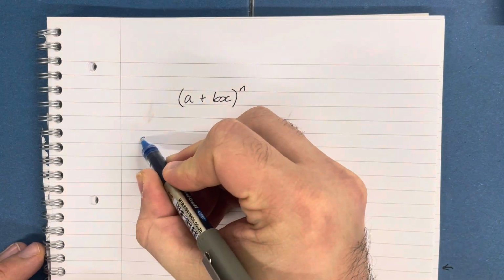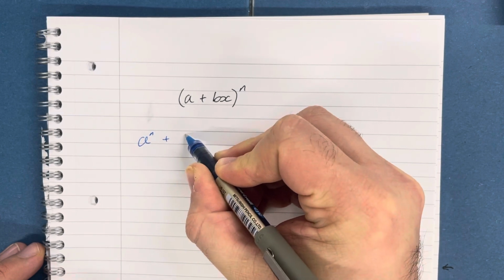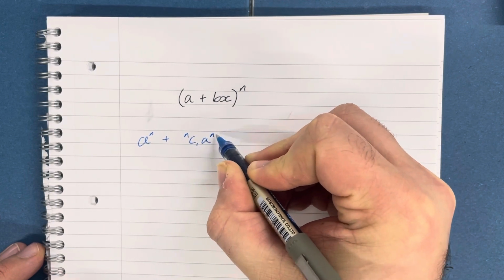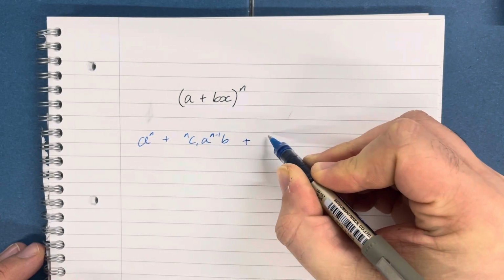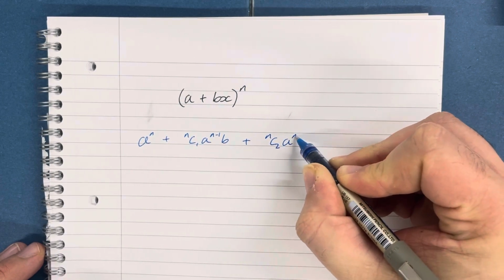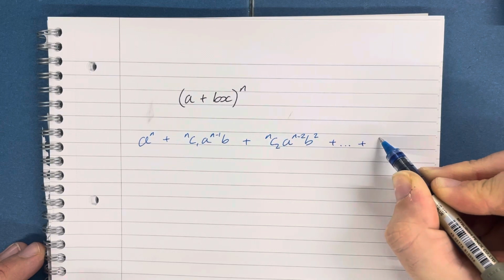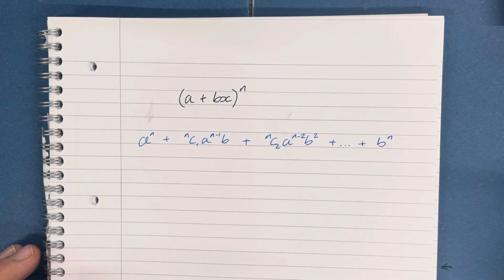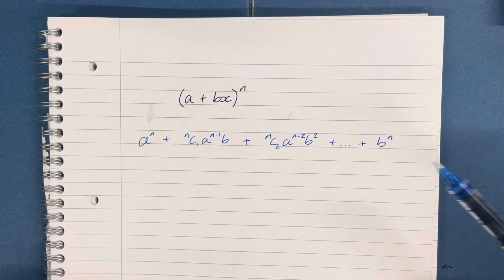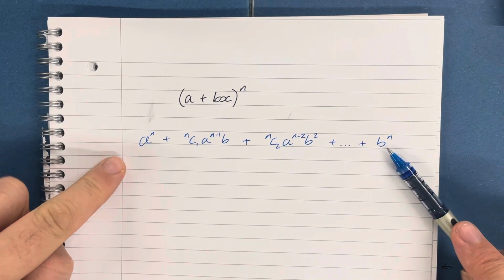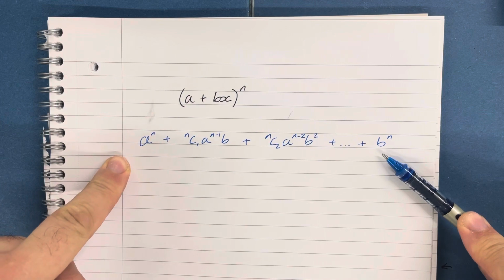And we ended up with a to the n plus nC1 a to the n minus 1 b plus nC2 a to the n minus 2 b squared, and you kept going all the way until you got to b to the n. And that's all very well and good, providing n is a positive integer. That is a full expansion. There's nothing else past that.